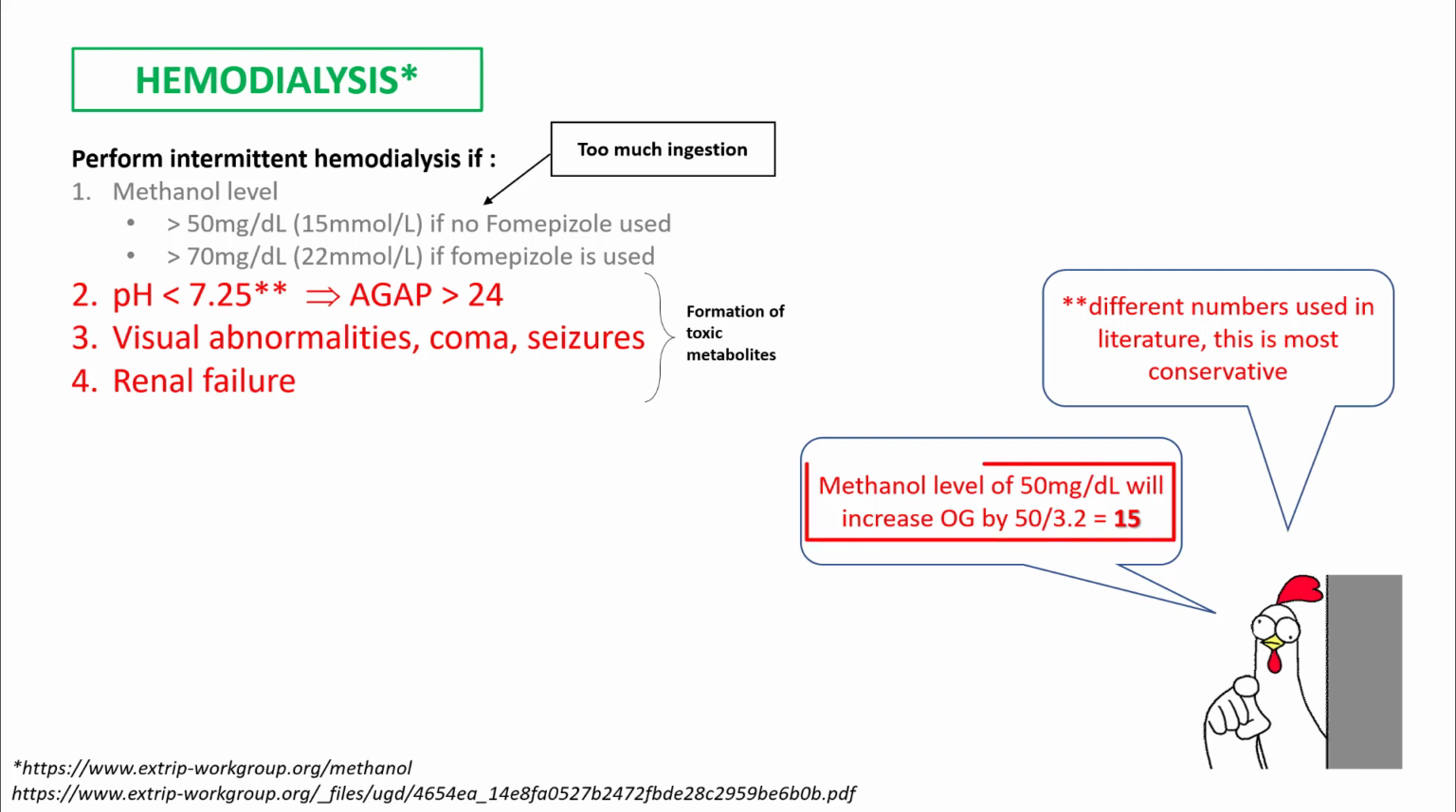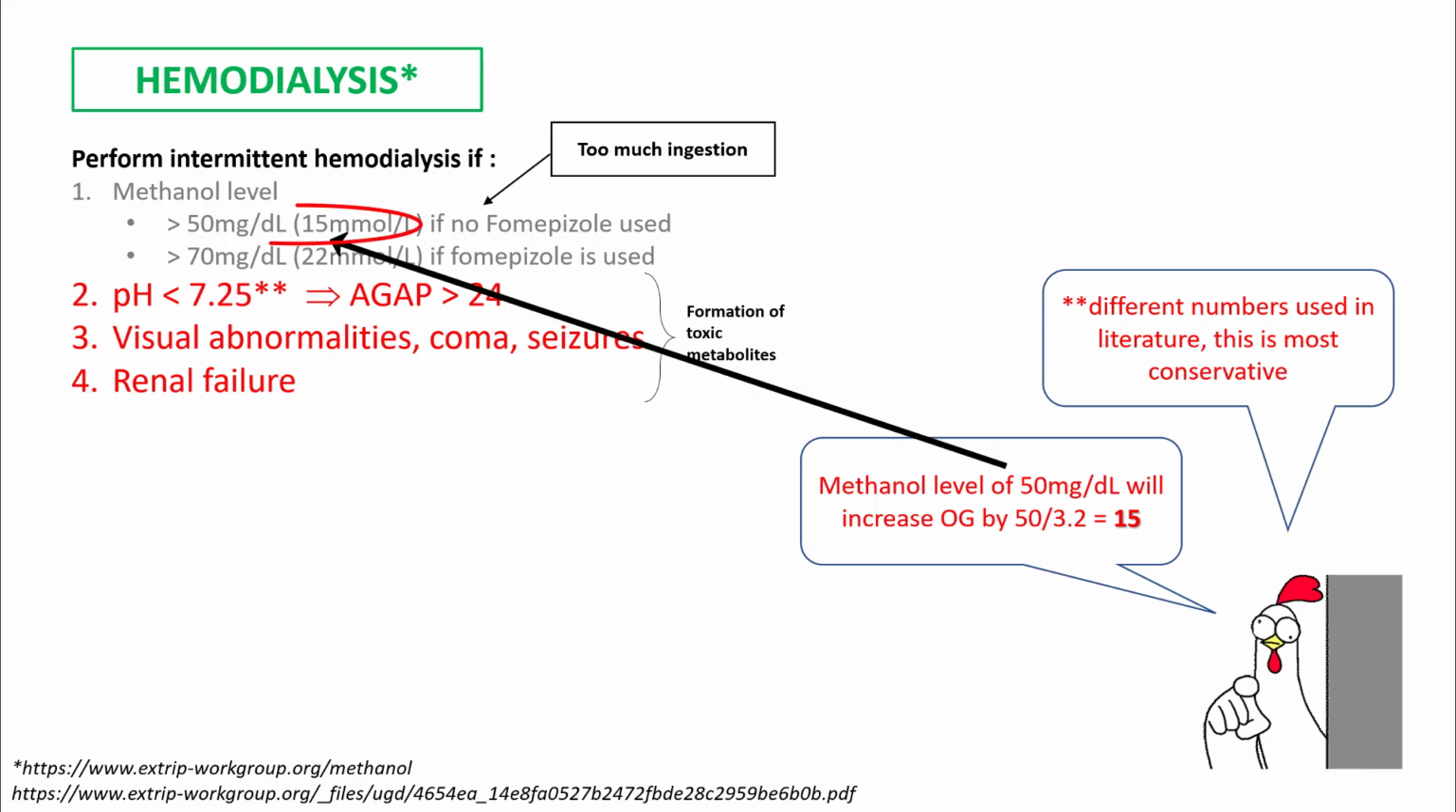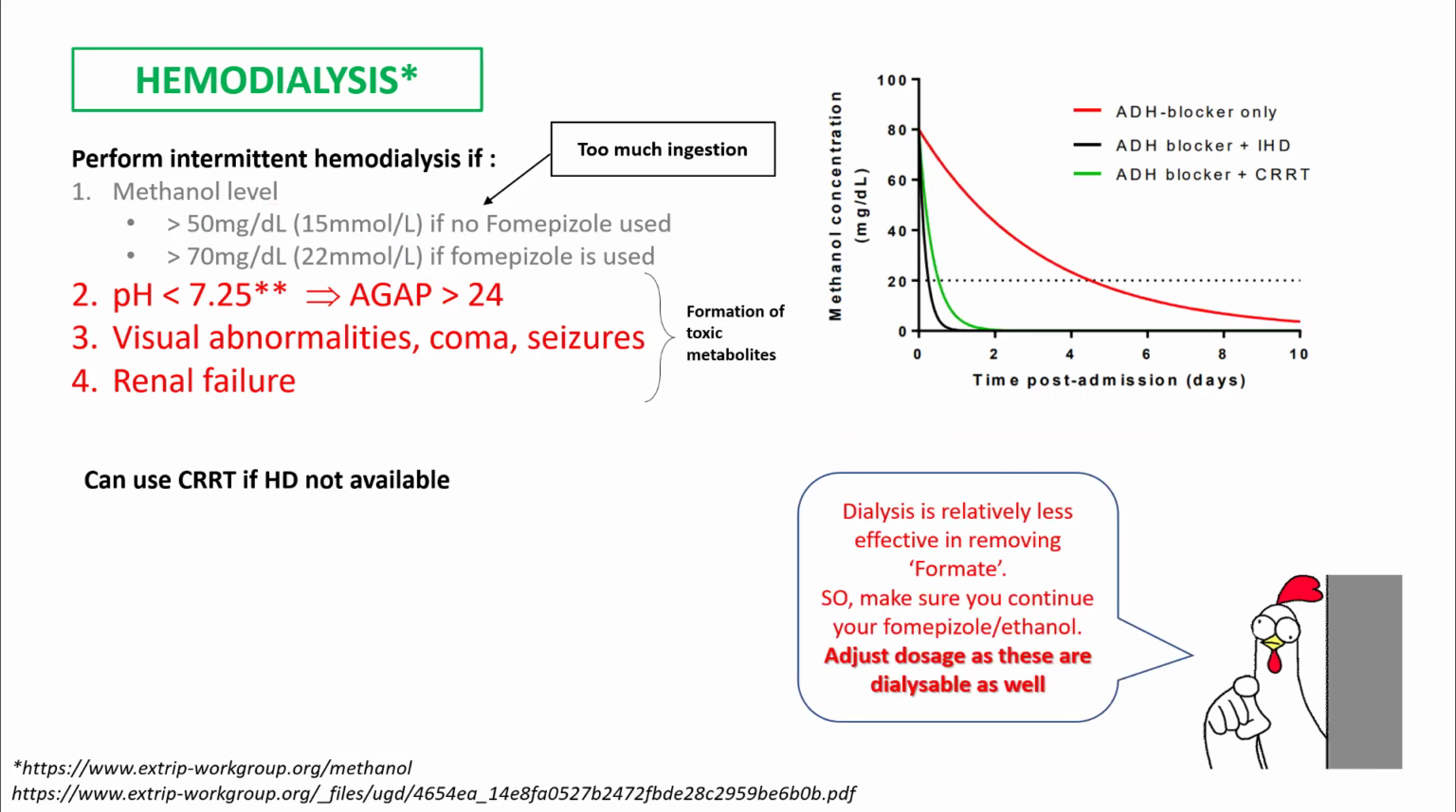Understand that methanol level of 50 mg per dl will increase osmolar gap by 15. So this is an easy number to look at for making a decision about hemodialysis. Intermittent hemodialysis is better than CRRT. However, if no hemodialysis is available, you can use CRRT. This figure shows that the rate of clearance of methanol using intermittent hemodialysis is much faster than when using CRRT.